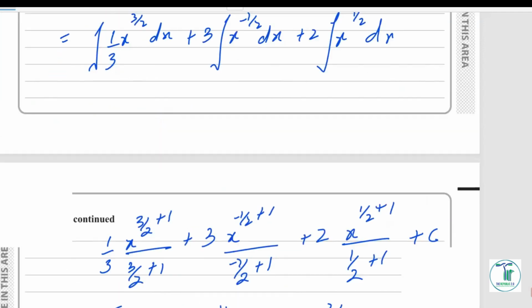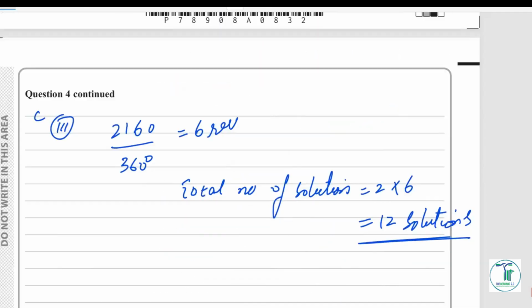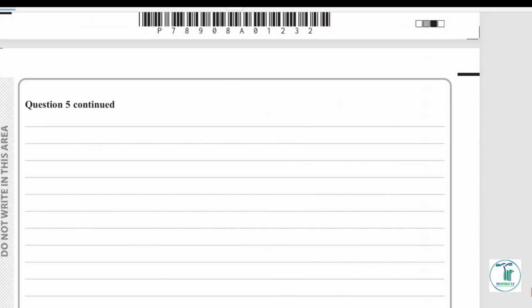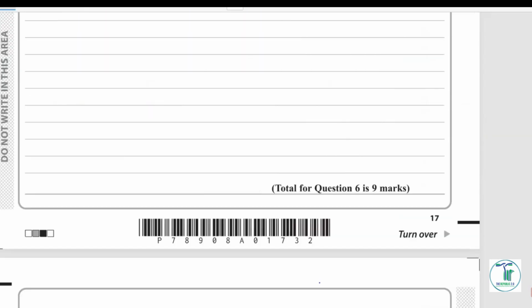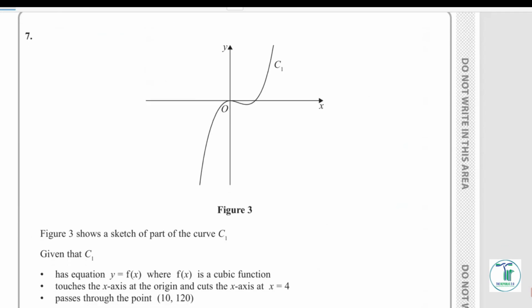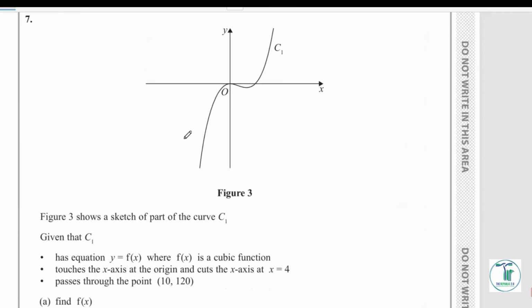In the last video, we solved up to question number 6, and today we'll start from question number 7. Last time we talked about trigonometric questions and the other ones, and now we've got this question number 7.